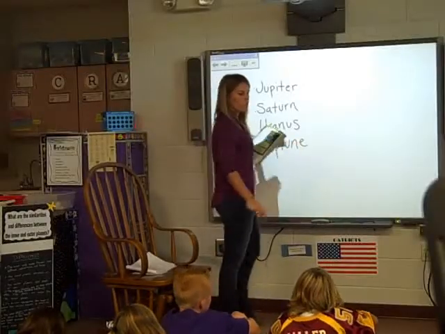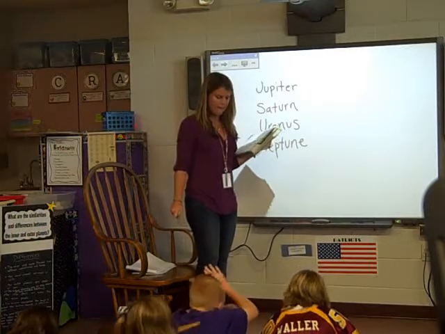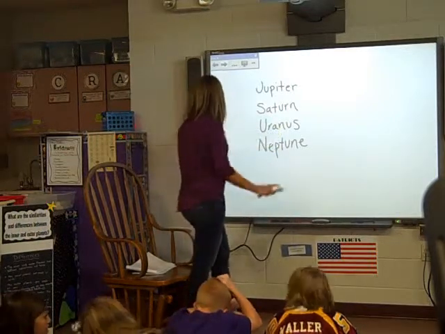Oh, you're on Neptune? What'd you guys get for Jupiter? 4,380. Okay.